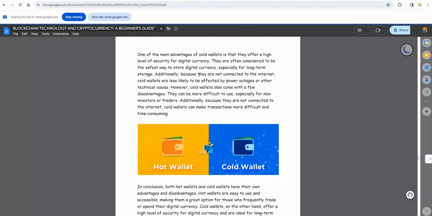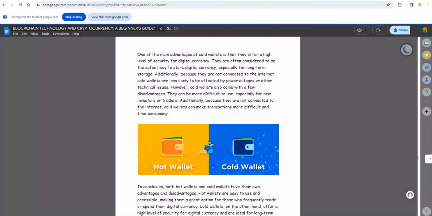However, cold wallets also come with a few disadvantages. They can be more difficult to use, especially when you're using them for the first time. They can be a bit difficult to use, yeah. But the moment you get hold of them, they become very easy. Now, the beauty about it is they also come with an app, okay? There's an app that comes with it.